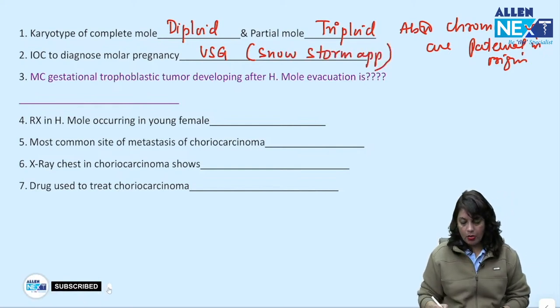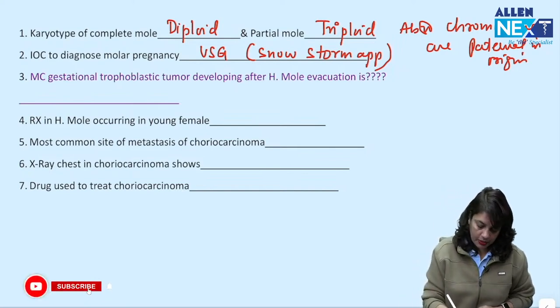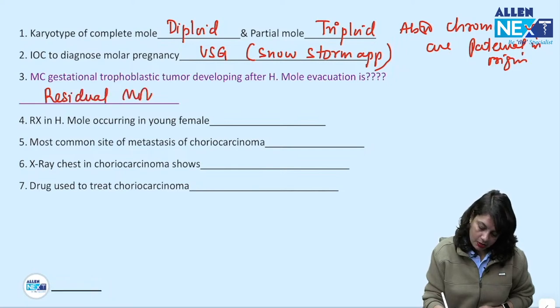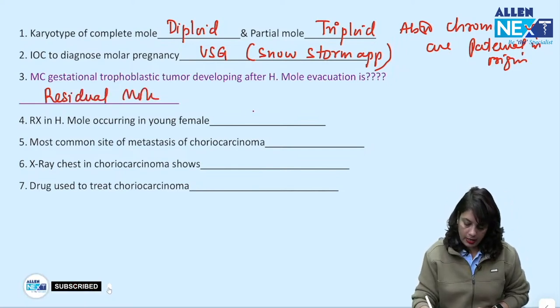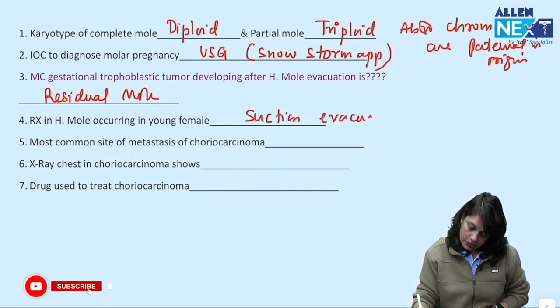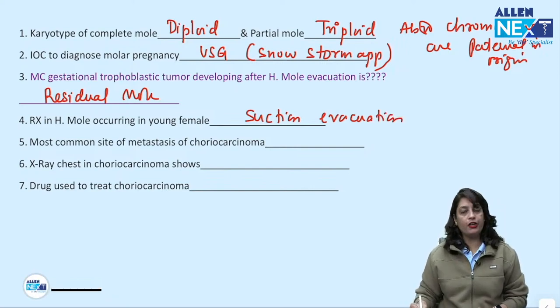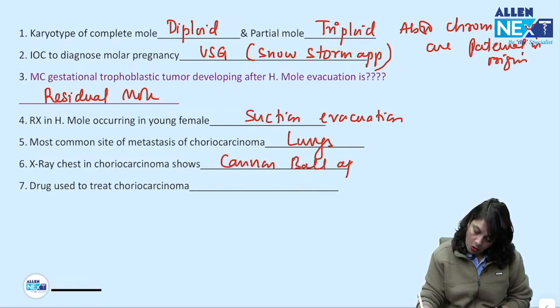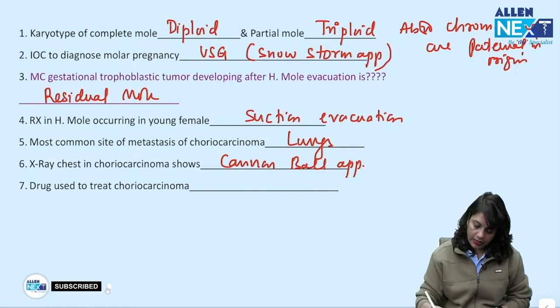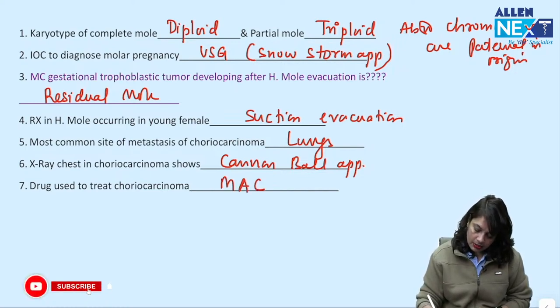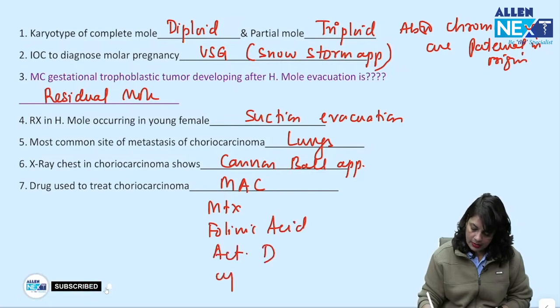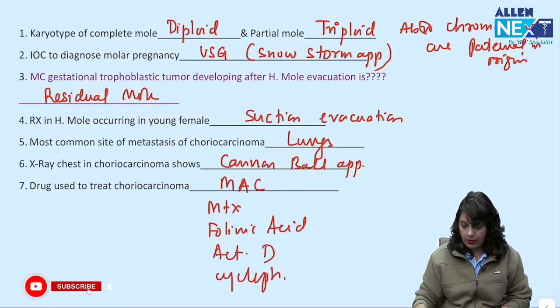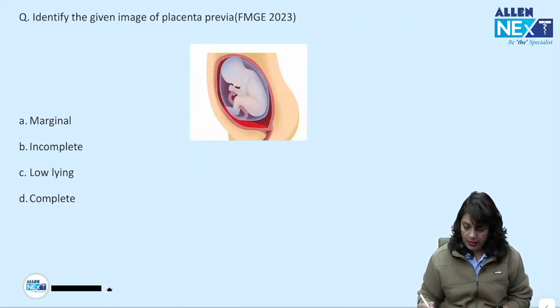Most common gestational trophoblastic tumor developing after H mole is residual mole. Treatment for H mole occurring in a young female is suction evacuation. Most common site of metastasis in choriocarcinoma is lungs. X-ray chest finding of choriocarcinoma shows cannonball appearance. Drug regimen used to treat choriocarcinoma is MAC regime, that is methotrexate, folinic acid, actinomycin D and cyclophosphamide.